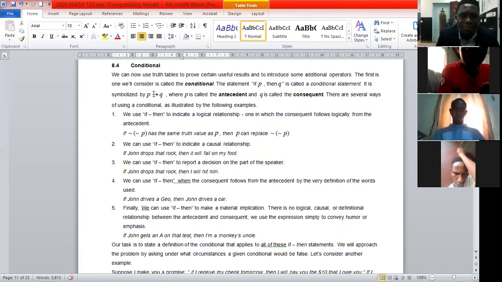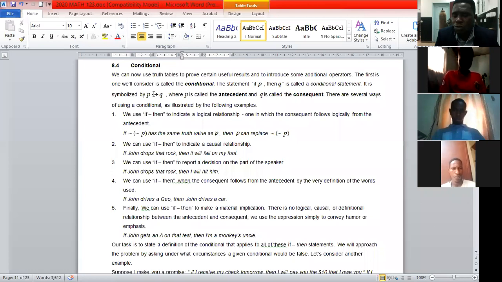Another third way again, I'll give you statements and then I'll ask you to verify if it's a conditional statement or not. Now, we can use if-then to report a decision on the part of the speaker. If John drops that rock, then I will hit him. Okay? If John, then I will hit. So that is also another way we can represent a conditional. And also we have, if John drives a Jaguar, then John drives a car. So that is another way you can represent a conditional.